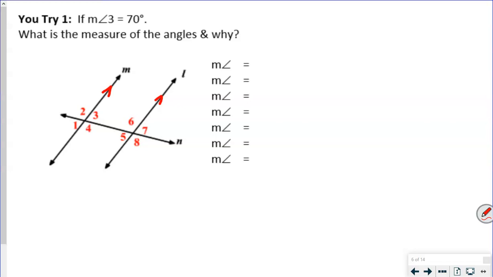All right, so it tells us that the measure of angle 3 was 70 degrees. So that means we know 1 is 70 degrees, right? How would we find 2?